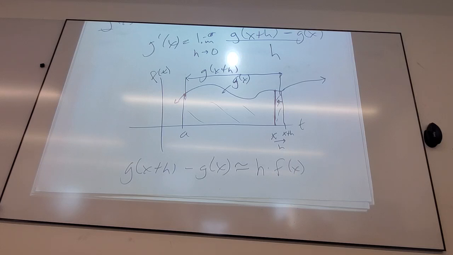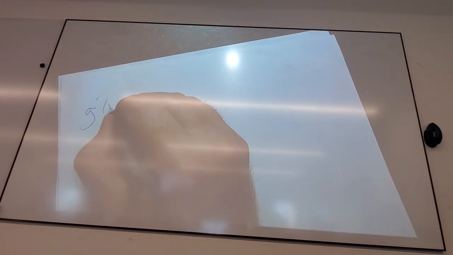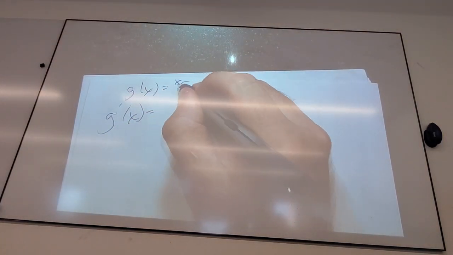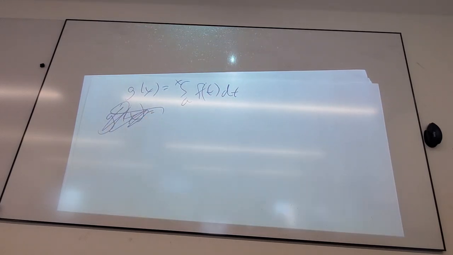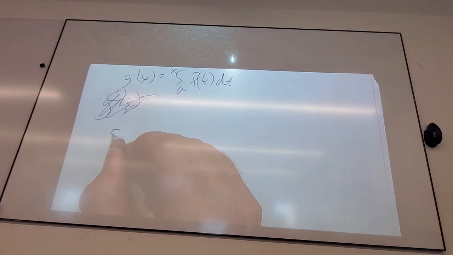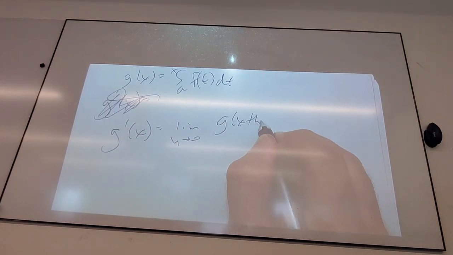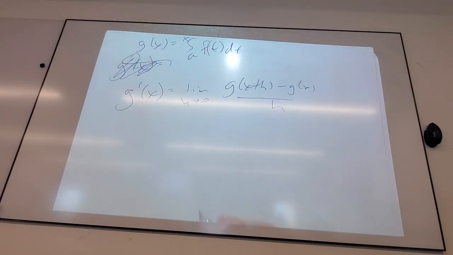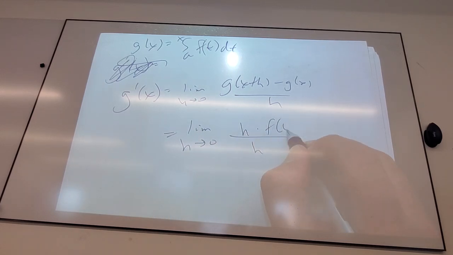So let me come back. I have g prime. I'm trying to figure out g prime, given that g of x is the integral from a to x of f of t dt. That is so close to English. It's amazing. Okay. g prime of x is the limit as h goes to 0 of g of x plus h minus g of x over h, the standard way we do anything no matter what the function is. But now, how can I rewrite the top? h times f of x.